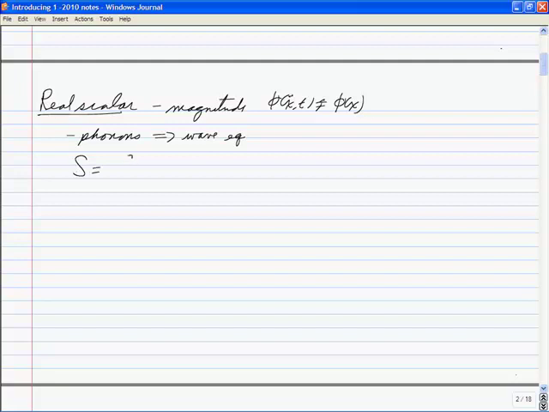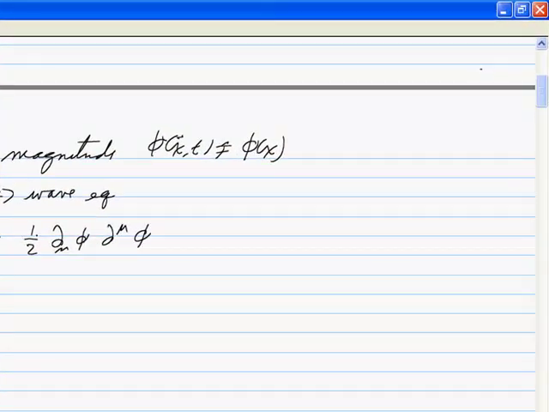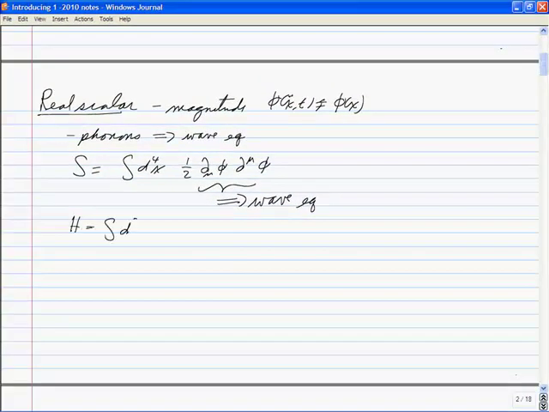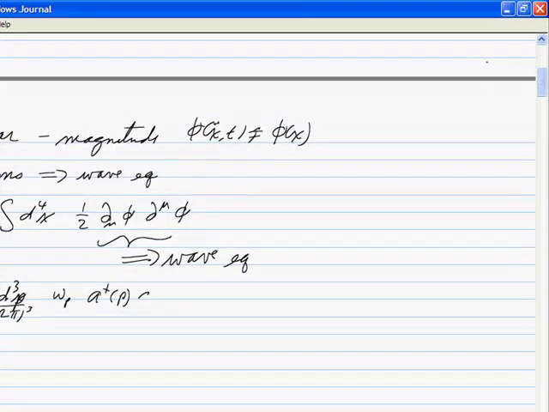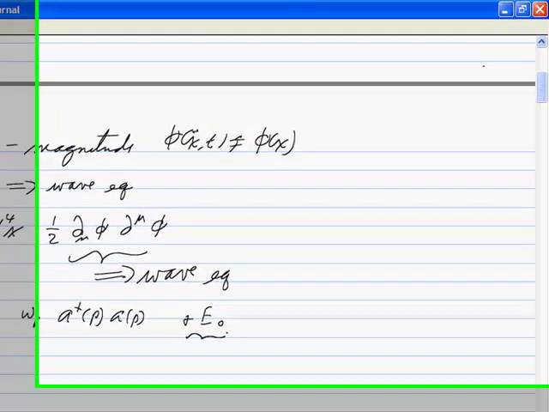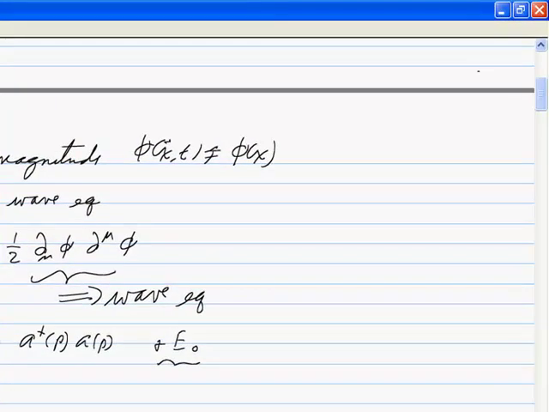You write down the action is the integral d4x, 1/2 d mu phi, d mu phi. That is essentially the same as saying the wave equation. And we know how to write out phi here, and we know the Hamiltonian ends up being the integral d3p over 2 pi cubed, h bar, which is 1, omega p, a dagger of p, a of p, plus some 0-point energy, which I promised you I'm going to come back and talk about, so I will sometime, like just today or tomorrow or next time, but that's it. Okay, so there's a perfectly good real scalar field.